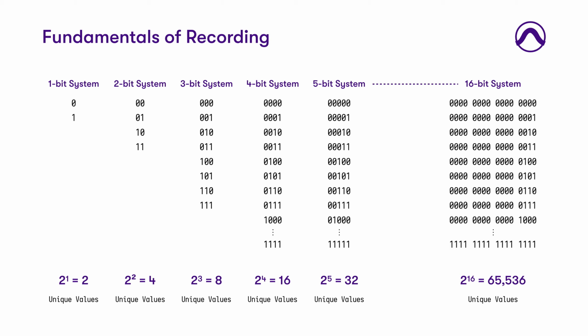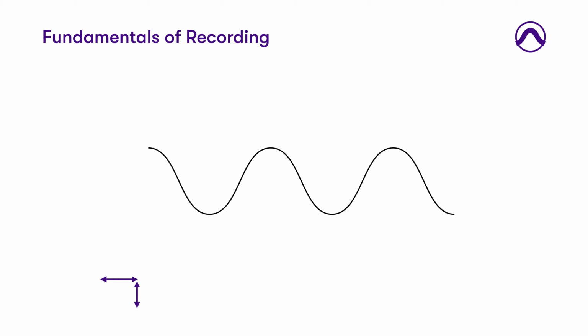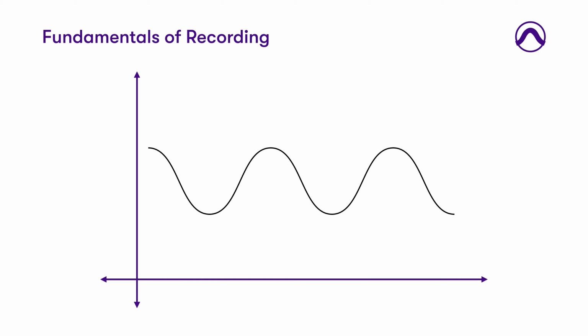Let me put this into a visual for you. Say this is my analog waveform. For me to be able to translate or convert it to binary, I would need to somehow tell the computer what this waveform looks like. We need to measure this, and this measurement is done using sample rate and bit depth.